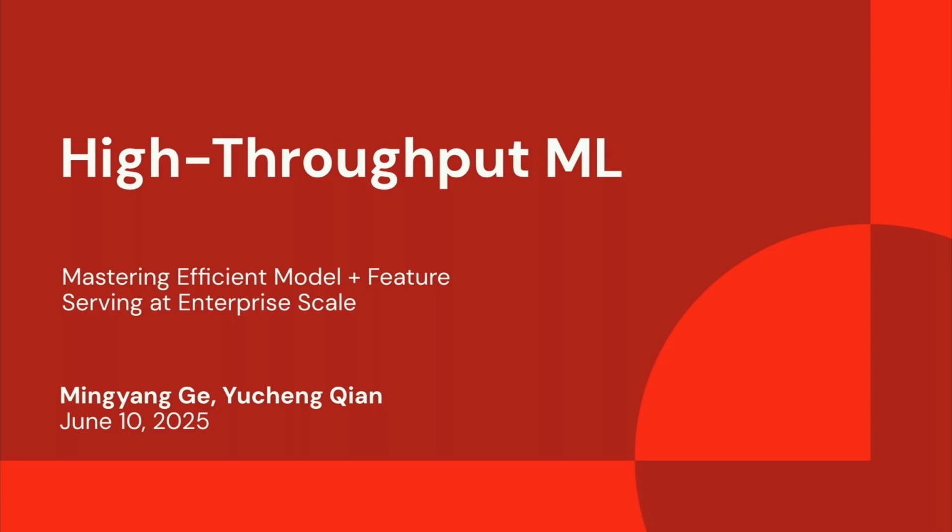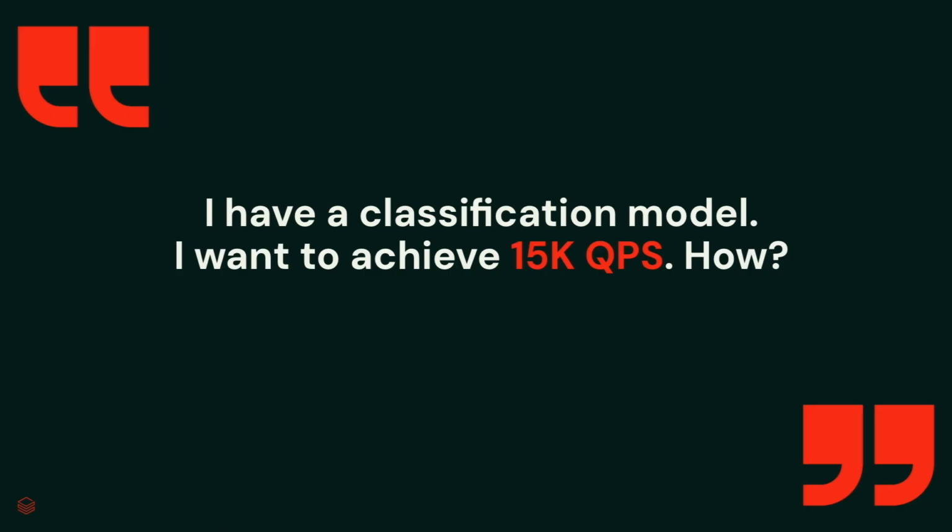Yes, so we're going to talk about both model training and feature serving at enterprise scale, which means high QPS. With ML, there is a lot of infrastructure involved. For this particular talk, let's oversimplify this a bit to see what problems we are trying to solve today. Say we have a classification model, which is very typical, and how can I achieve a high QPS? That's the goal of this talk. You all have your models and your features, and how can I serve that with a very high traffic load?